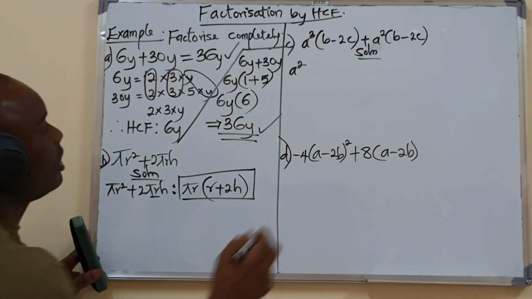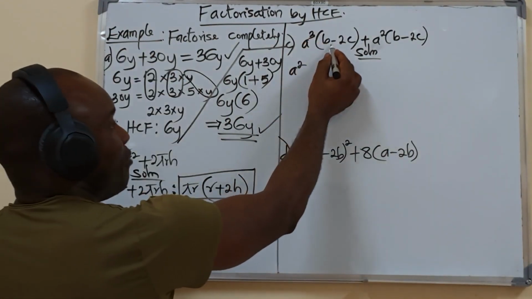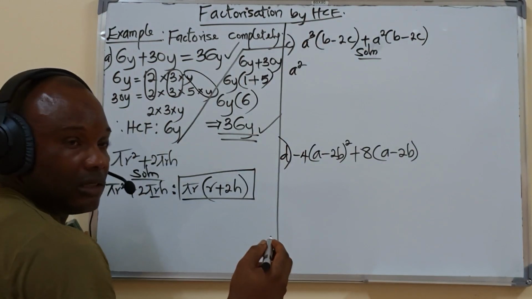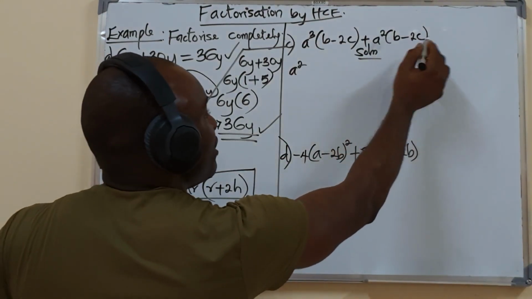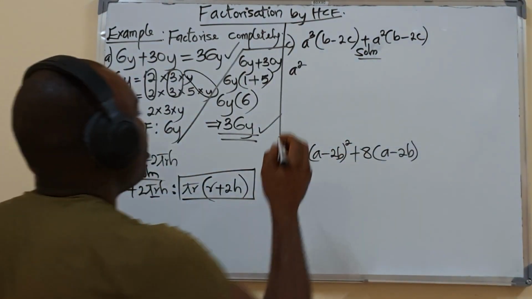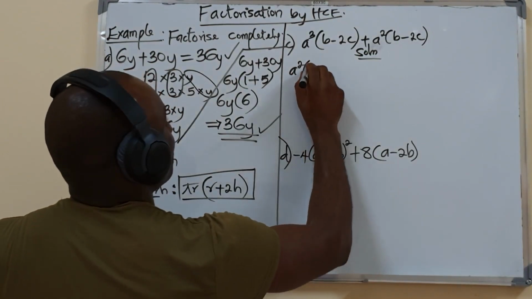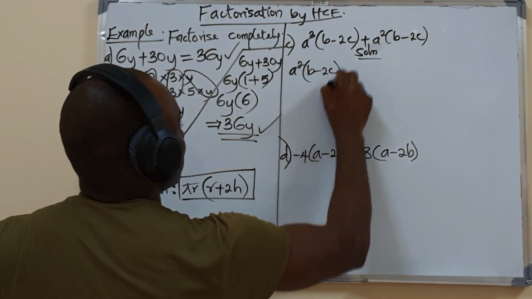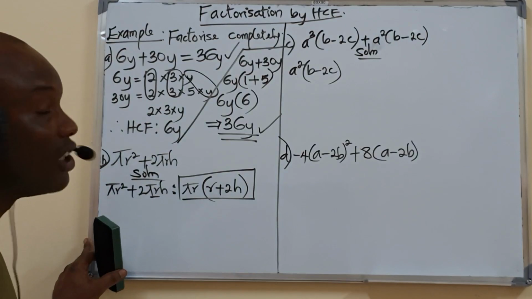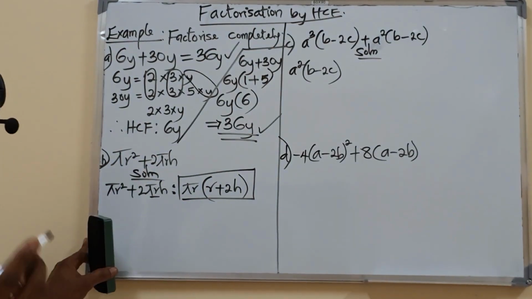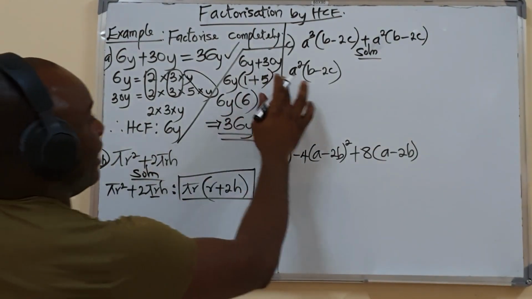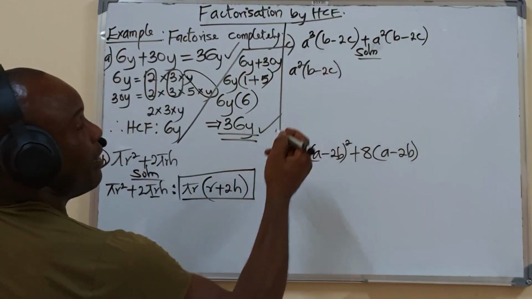There are more. See, in a bracket I have b minus 2c. Yet in the second bracket I have b minus 2c as well. So I can bring it down as part of the common factors, b minus 2c. Now that I've reached this level, it's time, because I have already taken the highest common factors as a squared open bracket b minus 2c.